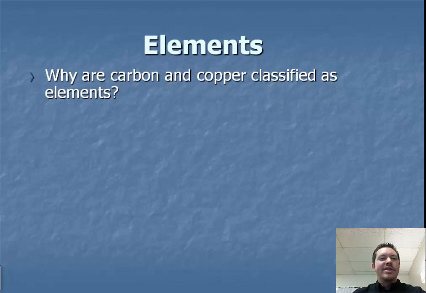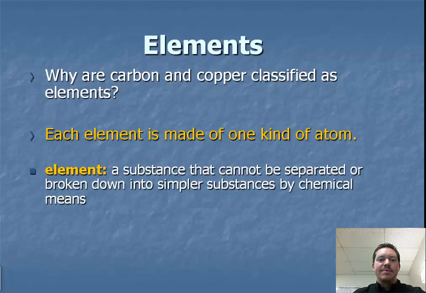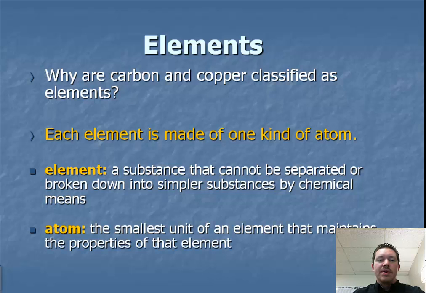The next thing we have is elements. So why are carbon and copper classified as elements? Each element is made of one kind of atom, and we can define an element as a substance that cannot be separated or broken down into simpler substances by chemical means. So it's the simplest form of that substance that we can have. An atom then is the smallest unit of an element that maintains the properties of the element.